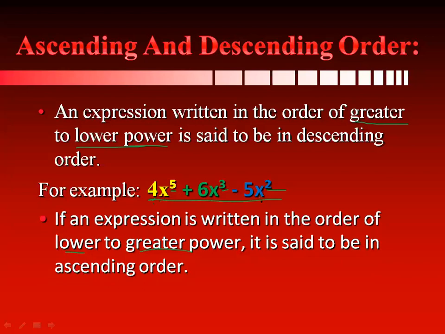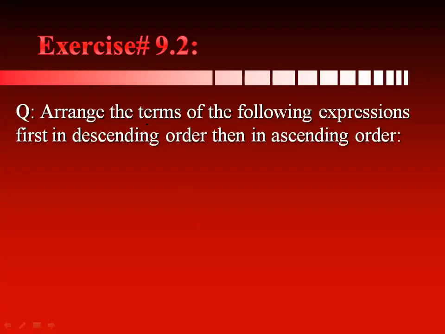So you will start from this 5x squared, but keeping in mind you have to write the sign of minus as well. So how will you write it down? You will write minus 5x squared, then plus 6x cubed, and then nothing is written as the sign here, so the sign is plus. So it will become plus 4x^5. So 2, 3, and 5, and 5, 3, and 2. So you have to arrange the algebraic expression with respect to their powers, not with respect to their coefficients.